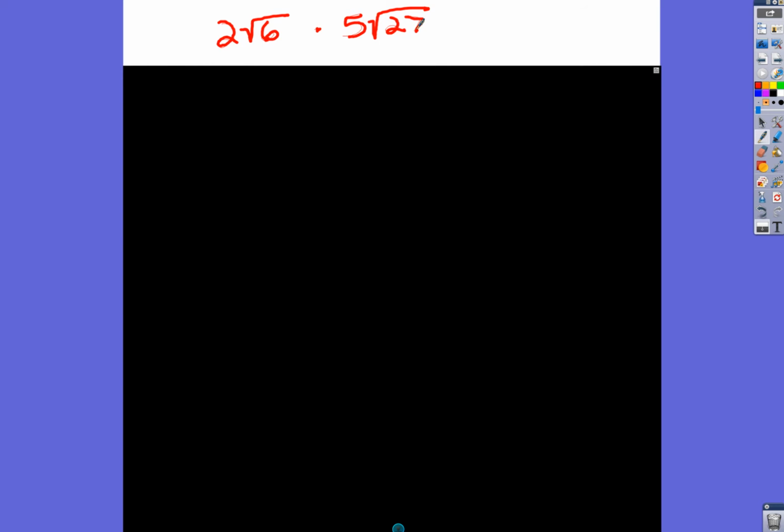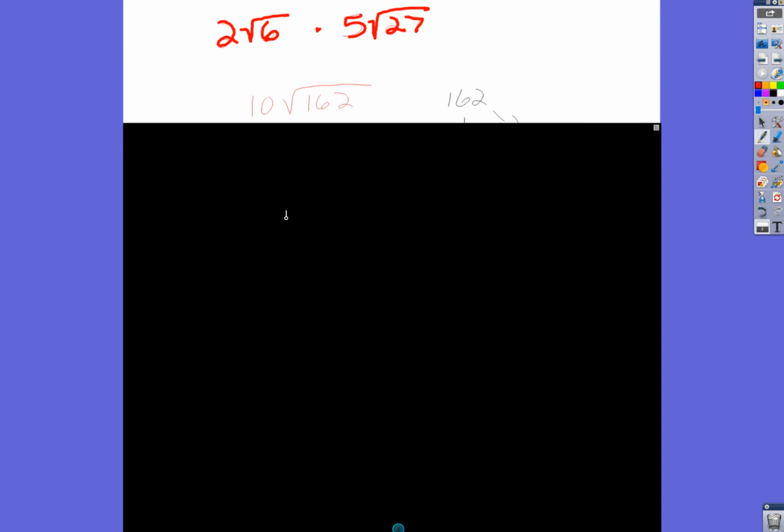On the inside, oh man, I need my calculator. Yeah, it is 162. If you can do that without a calculator, great. If you can't, here, I'll show you what else you can do.